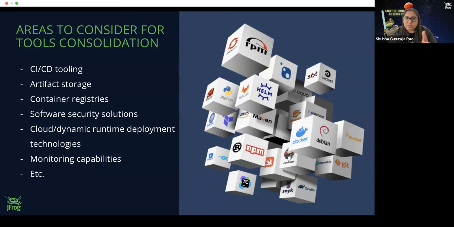If you're on Google, you're using GCR, Azure ACR, right? Instead of that, have one type of container registry that can be hosted on all these different clouds or even in your on-prem. That is what works the best.